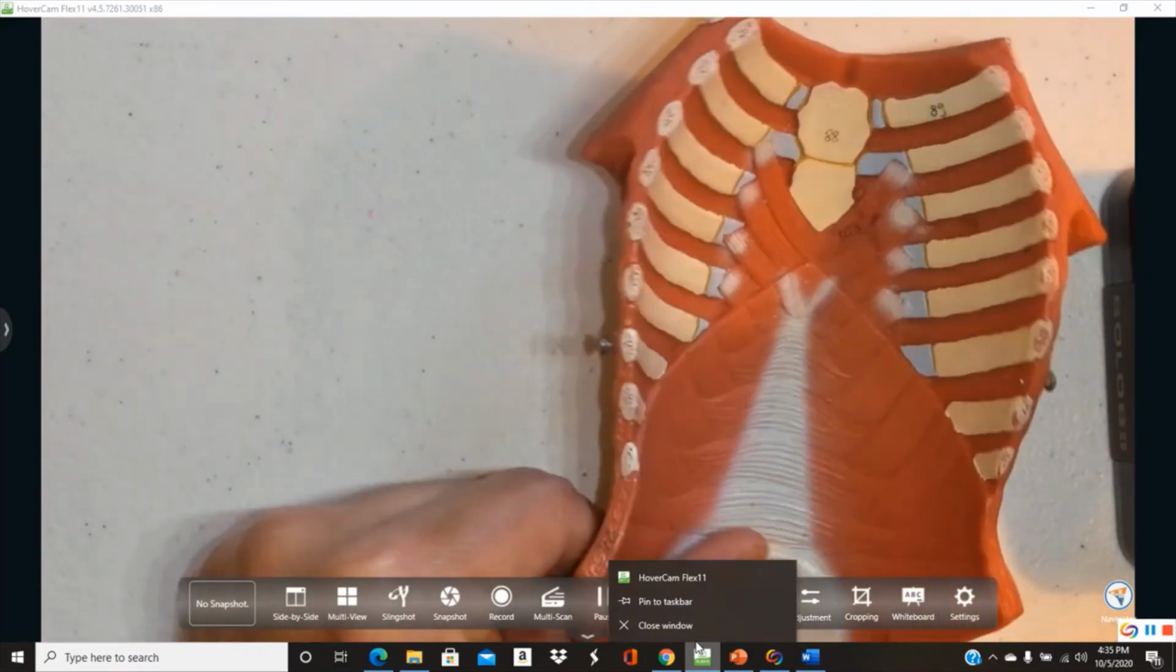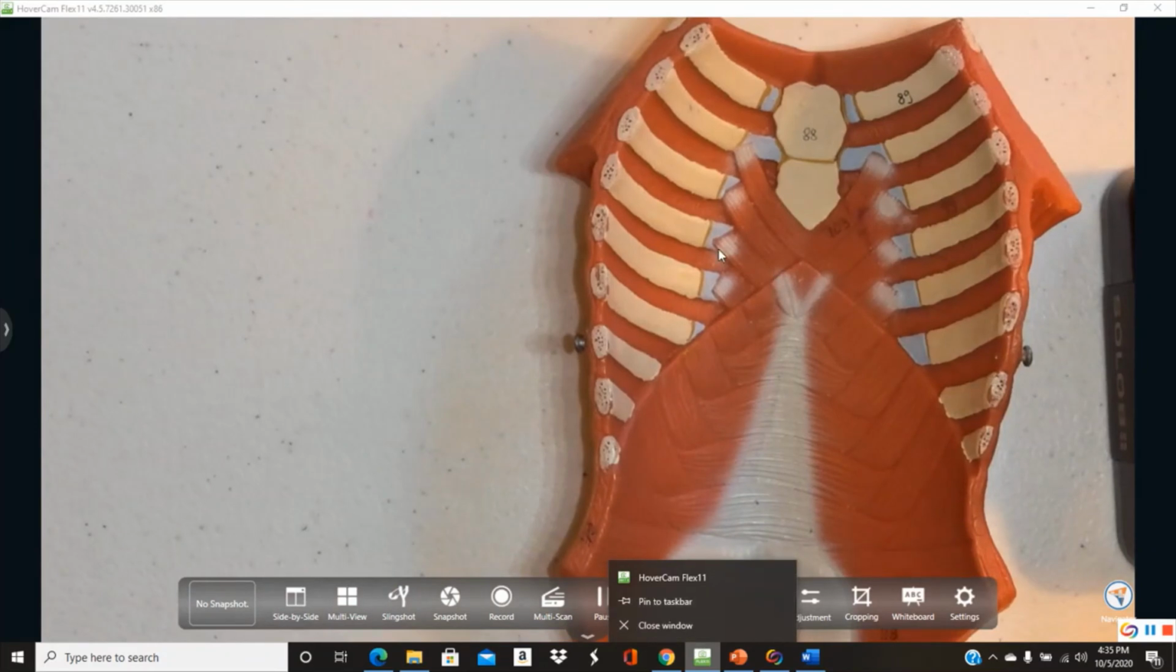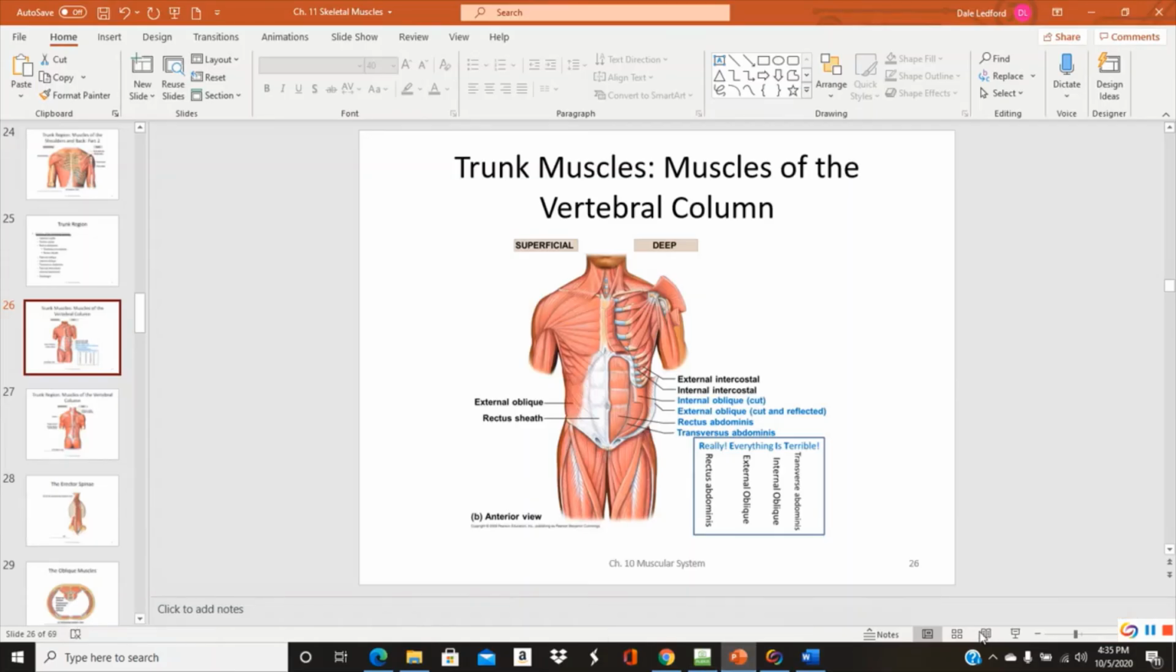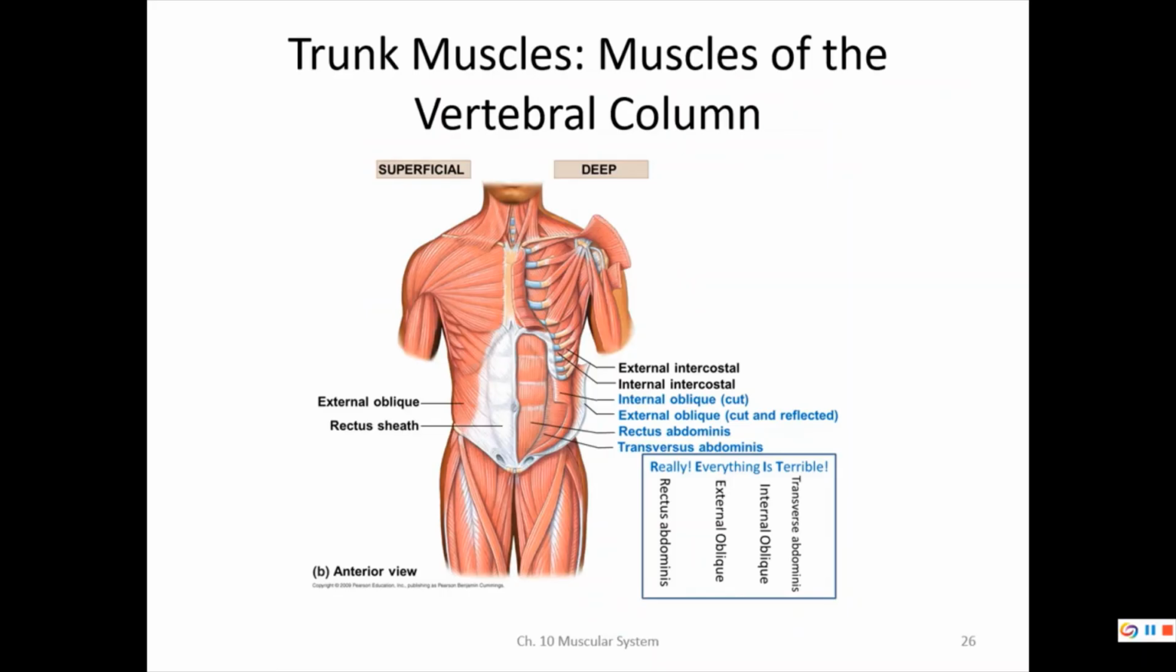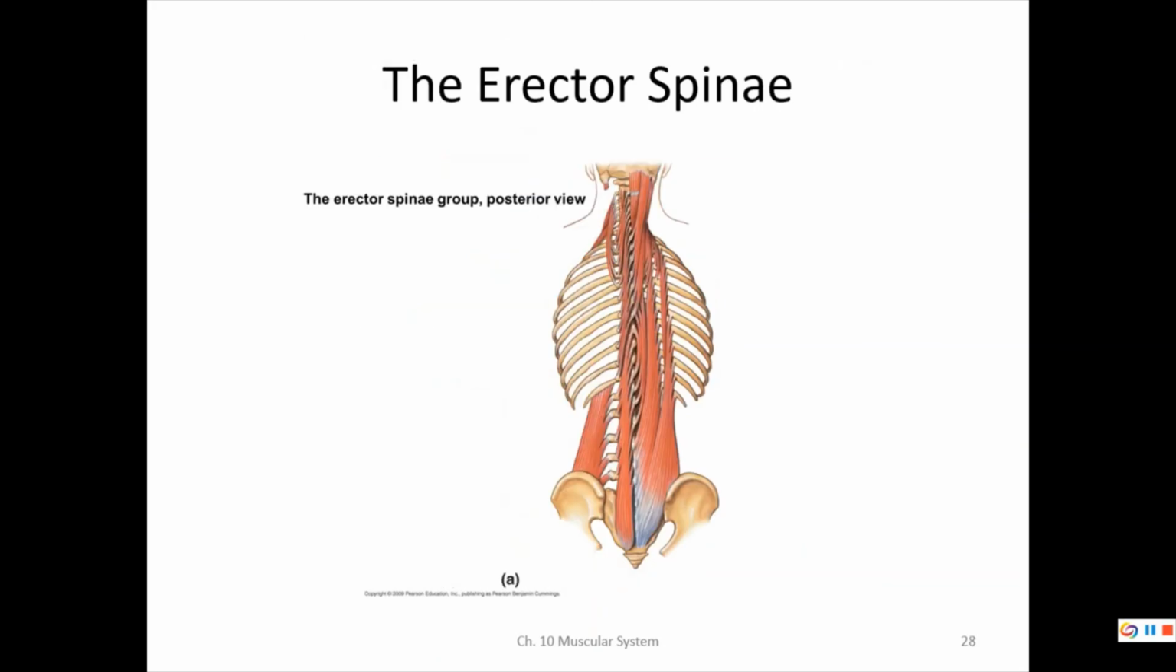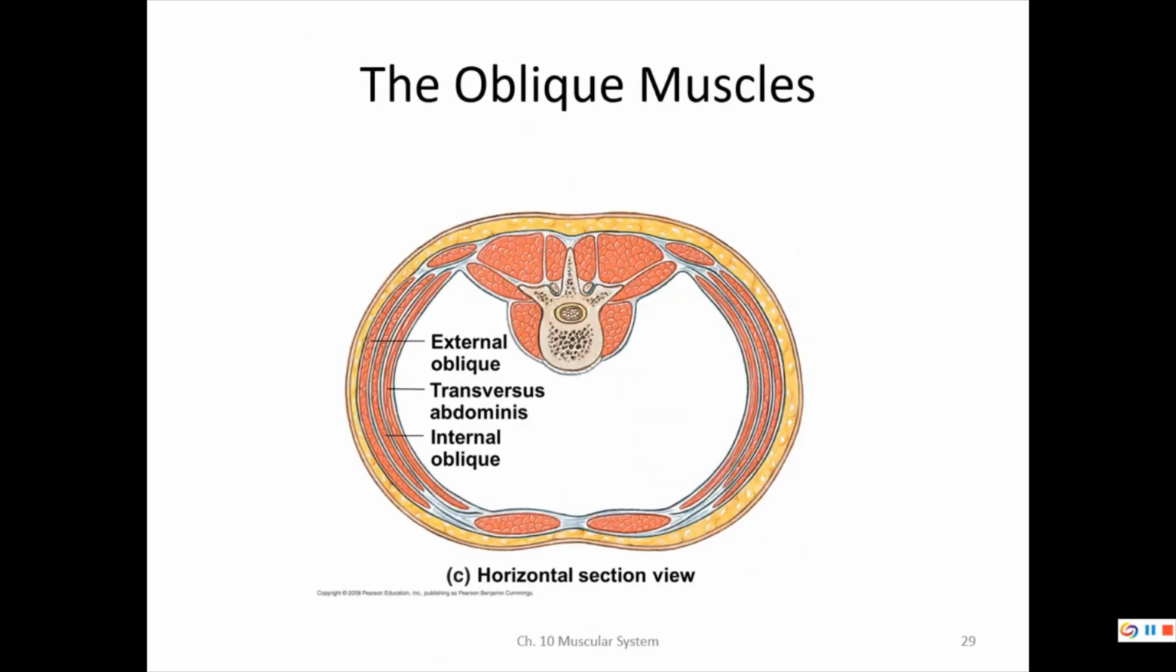Not these guys, as transversus thoracicus. Everything is terrible. Really, rectus abdominis, everything is terrible. External oblique, internal oblique, transversus abdominis. And also you could see it here really well. External oblique, internal oblique, transversus abdominis. Everything is terrible. Outside in.